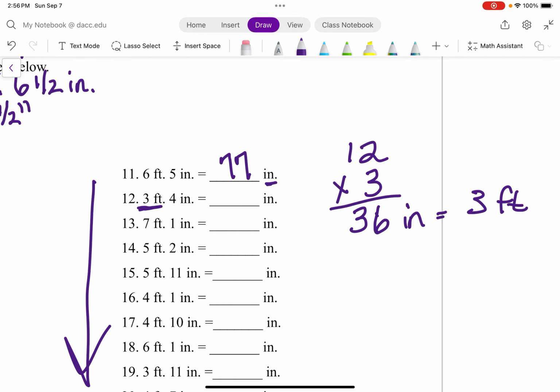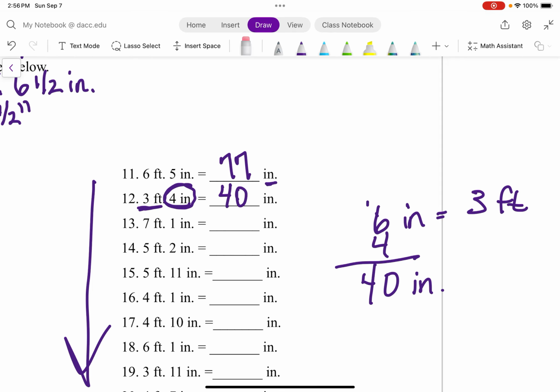But we're not done once again, because we have to look back at the problem, and it's asking us about 4 inches, 3 feet, 4 inches. So we have to add the 4 inches. Now that gives us 40 inches. So 3 feet, 4 inches is 40 inches total.